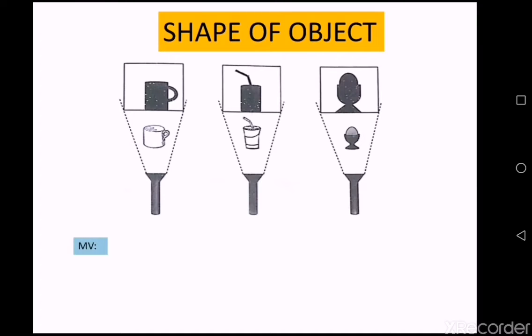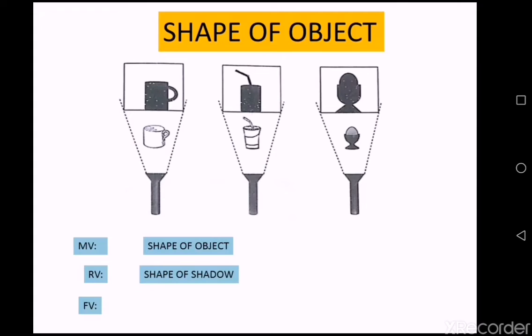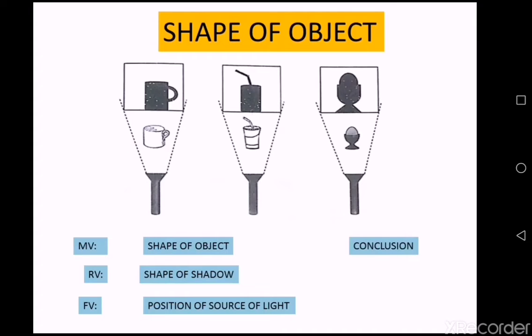What is the manipulative variable for this test? The answer is the shape of object. We have changed the shape of object for this test. And the responding variable is the shape of shadow. And the fixed variable is the position of source of light. So the conclusion is the shape of shadow depends on the shape of object.